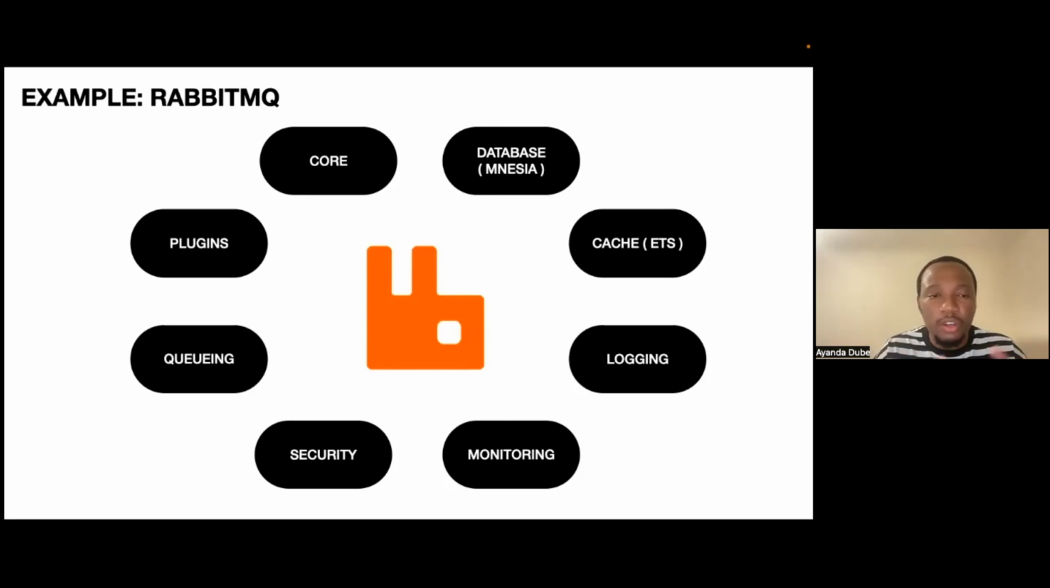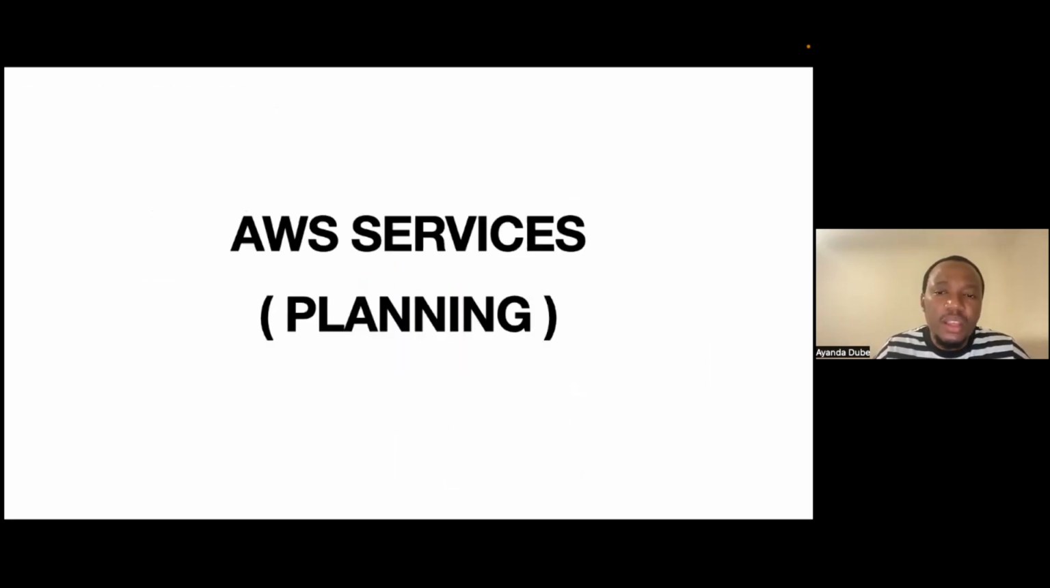So only the core part, which is basically the AMQP part, right? But the rest of the subsystems will basically just reuse the services which are already provided. And the same ideas, you can take these and apply them to any other Erlang or Elixir application. So first, we'll do some planning, right? So basically just map some of these subsystems to what AWS already provides, some of the services which are already provided there.